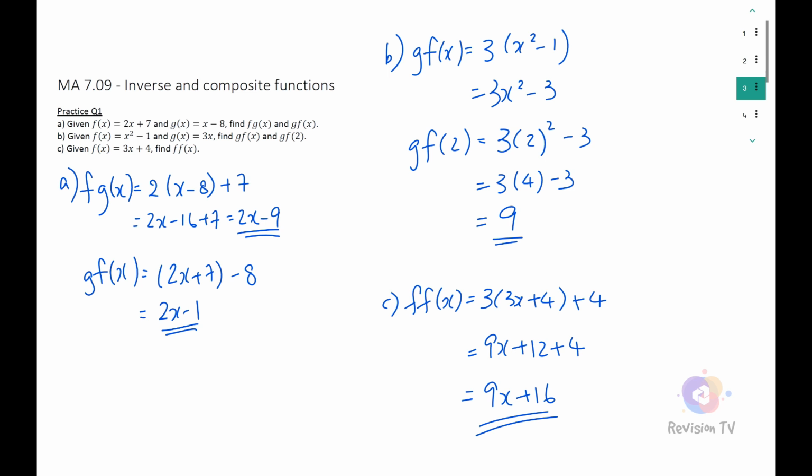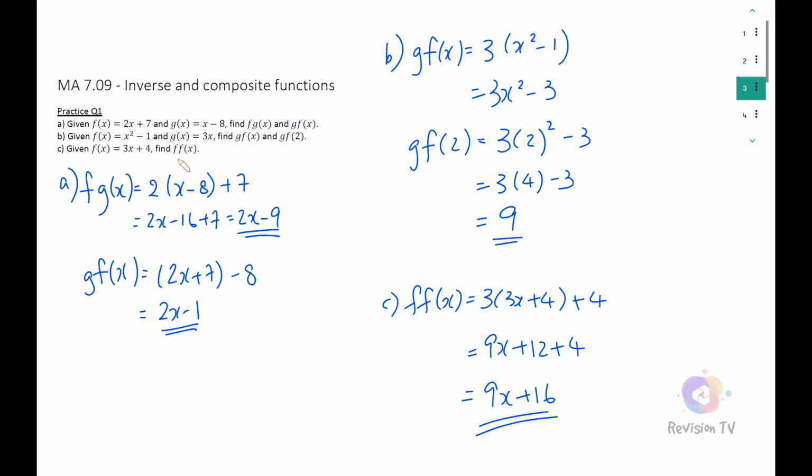Here are the answers. Question 1A is quite similar to the example. Question B is slightly trickier, where it looks really awkward. 3x, so just 3 times the f of x, x squared minus 1. g of f of 2 means you replace x with the 2, so we can see 3x squared minus 3. We're going to replace x by 2, and then do the maths, and work out 9.